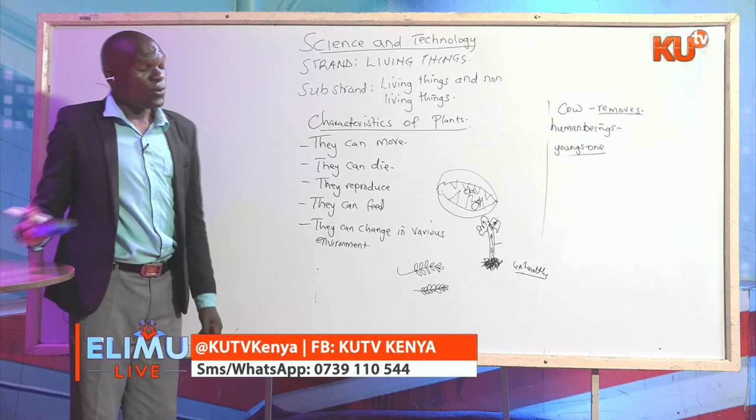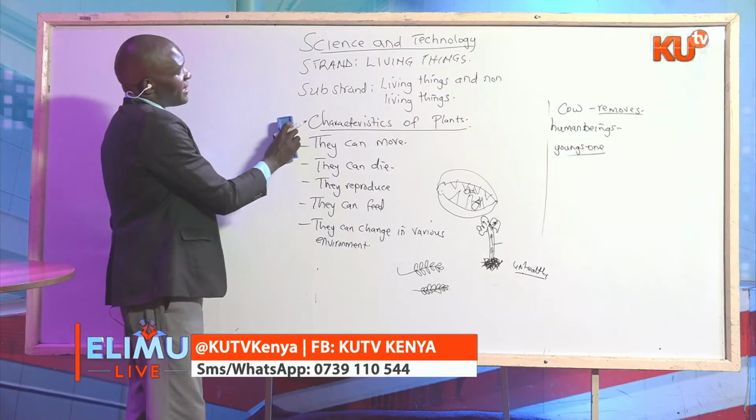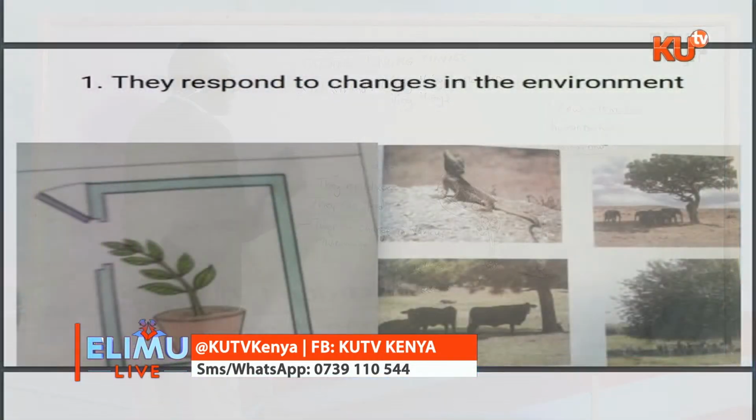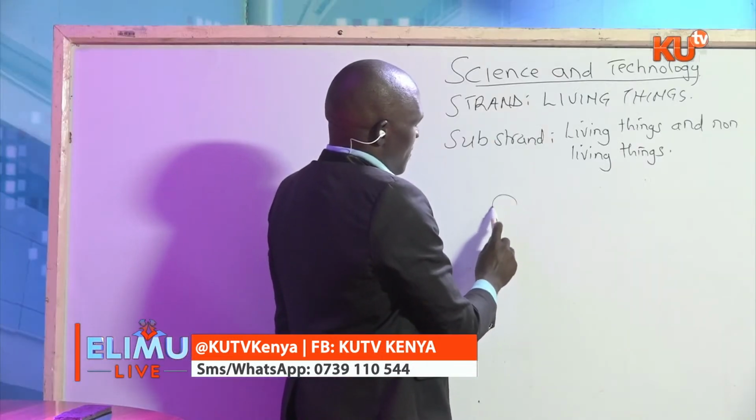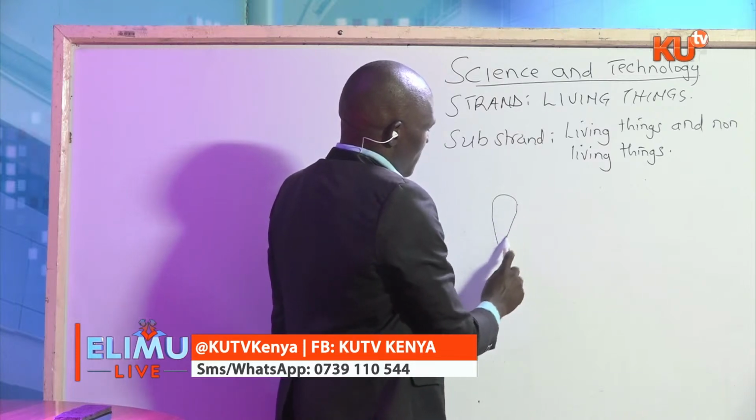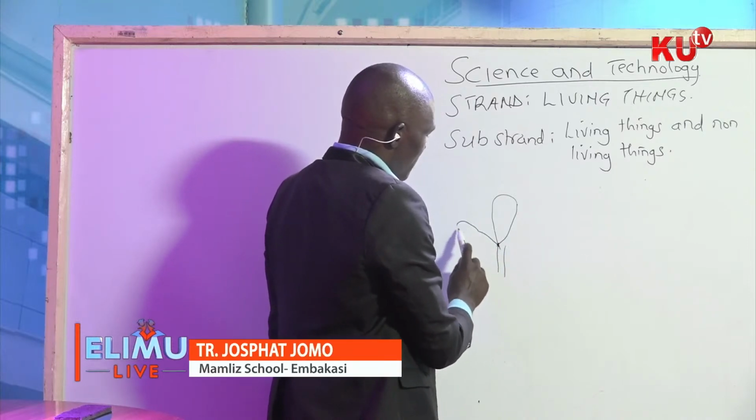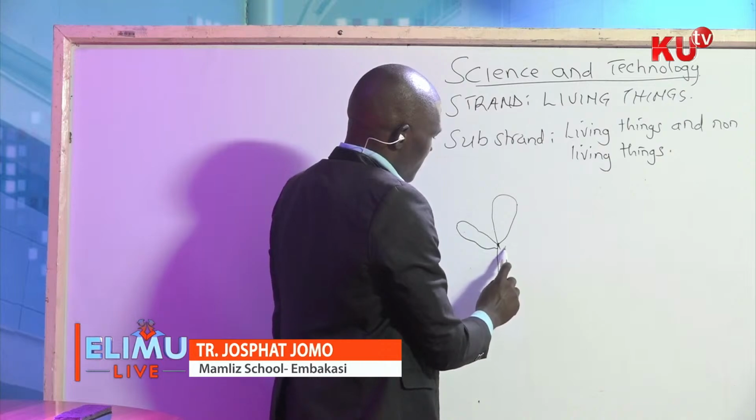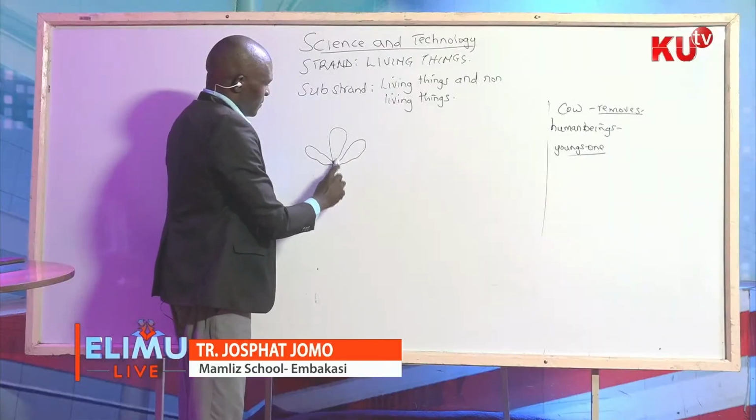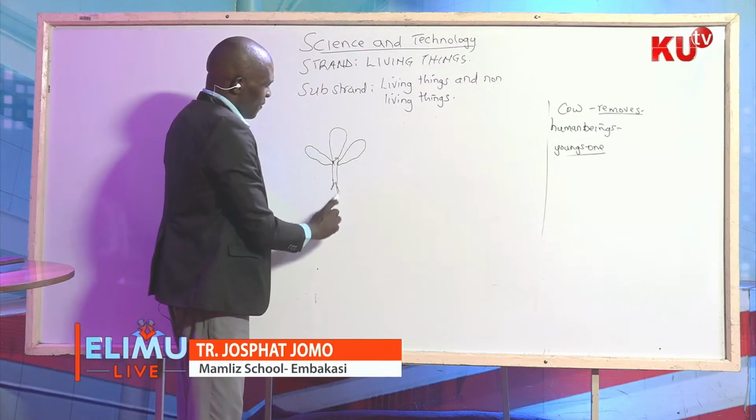This brings us to another aspect. Let us look at something else on plants. Let us see different plants. For example, I want to draw various pictures. This is a picture of a plant.